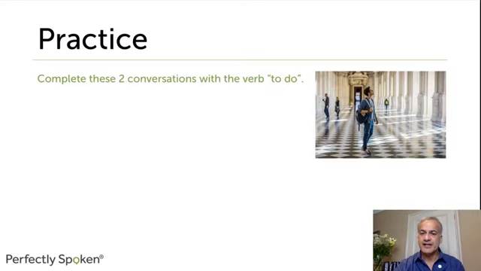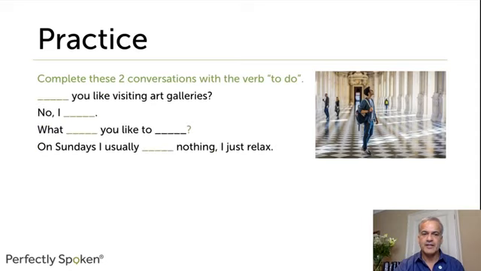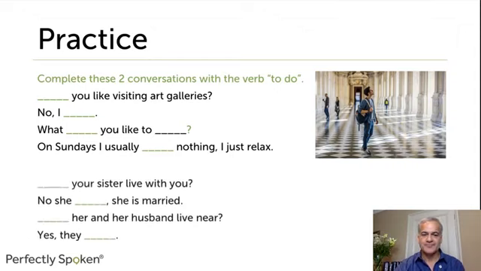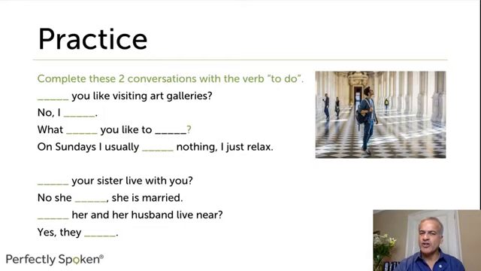So, this time, there's a conversation, and let's put the conversation there, and you need to complete with the verb. On Sundays, I usually, no, just relax. And this one, the second one, remember, it's third person, she. So it's not do. Okay.